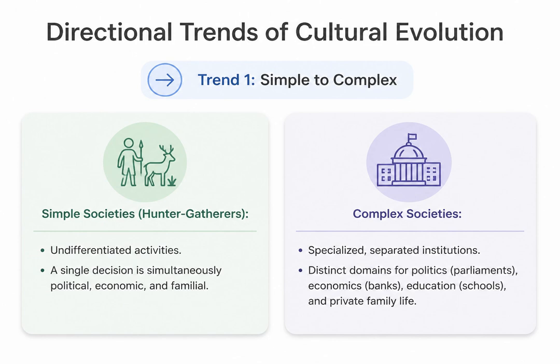In a simple hunter-gatherer band, life is undifferentiated. If the group decides to move to find water, that one action is their politics, their economics, and their family life all rolled into one. But as society evolves, it becomes complex. Institutions separate and specialize. We build parliaments for politics, central banks for economics, and universities for education, completely separating these functions from basic family life.